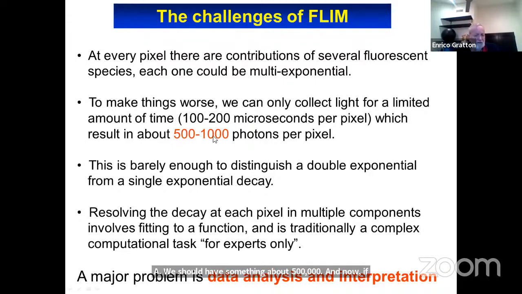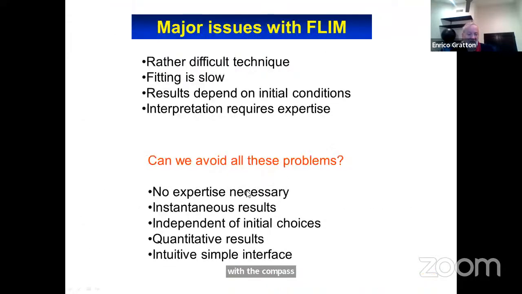Now, if you simulate the decay with 500 to 1,000 photons per pixel, this is not enough to distinguish a double exponential from a single exponential. And this is important because people are trying to resolve a double exponential or whatever, and they cannot distinguish a double exponential from a single exponential, simply because the fit will not work. Solving the decay in a pixel in multiple components involves fitting a function. And this is traditionally a complex computational task, and we say for experts only.